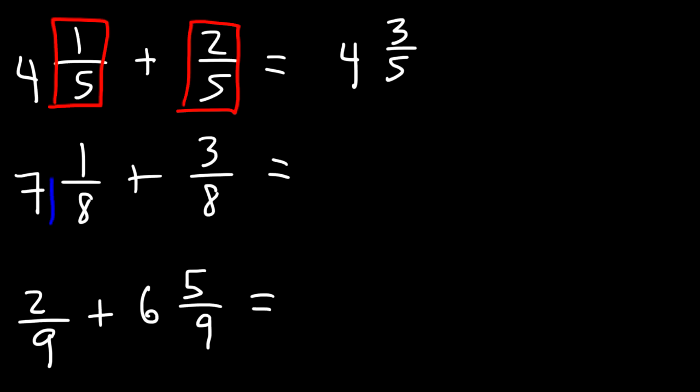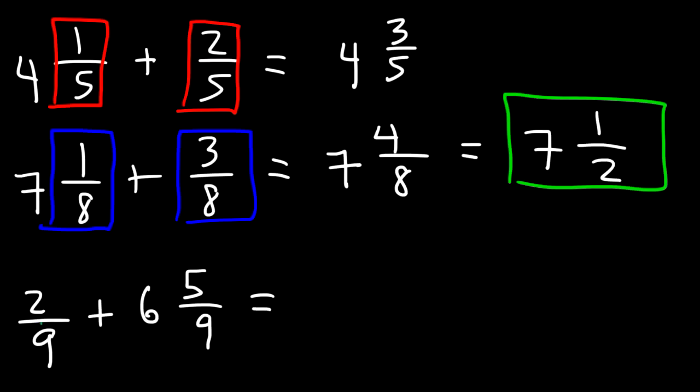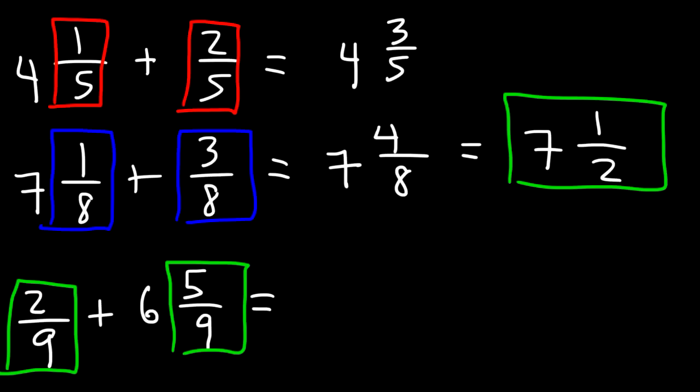Now for this one, we need to add 1/8 and 3/8. So this is going to be 7 and 4/8. Now 4/8, we can reduce that. If we divide the 4 and 8 by 4, 4 divided by 4 is 1, 8 divided by 4 is 2. So 4/8 is the same as 1/2. So this is the answer to the second problem. And for the last example, we can add 2/9 with 5/9. So 2 plus 5 is 7. So we get 6 and 7/9.